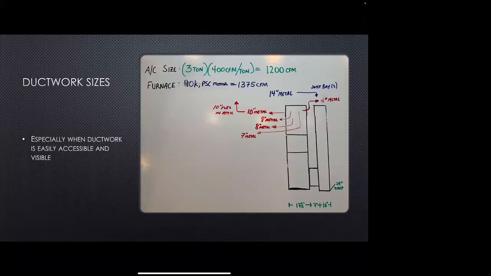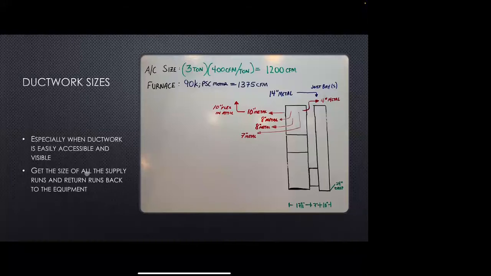From the product data of the furnace, the 90,000 furnace there with the PSC motor, it's calling for heat of about 1,375 CFM. Now, all this ductwork here is visible, so I can kind of see what's going on. So I drew it up here and wrote up what we have. We have a return 14-inch metal coming back to our drop. We have a 10-inch metal that goes up to the upstairs. It changes to flex in the attic. We've got 2 8-inch metal runs off the front, a 7-inch metal, and then a 4-inch metal round pipe.